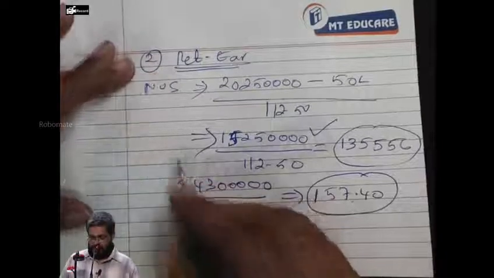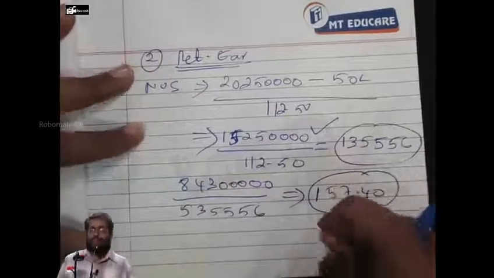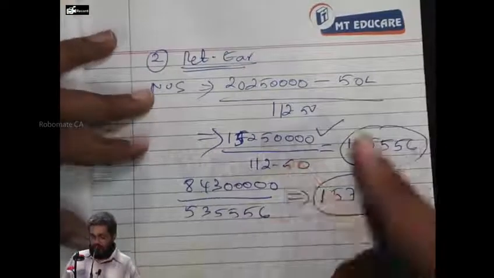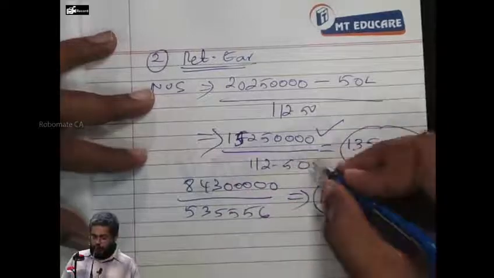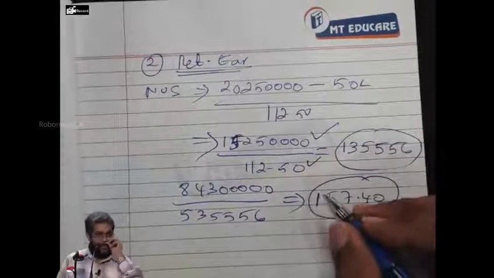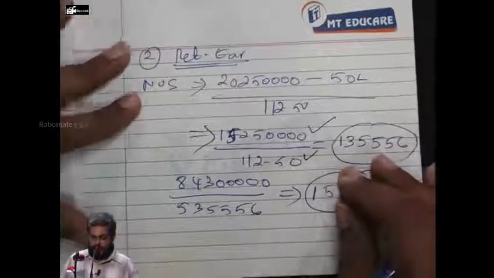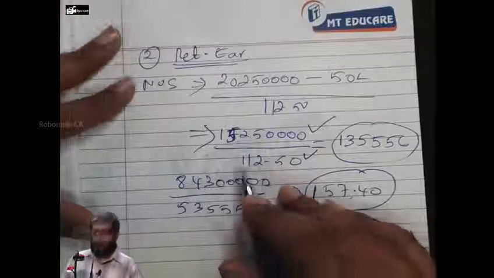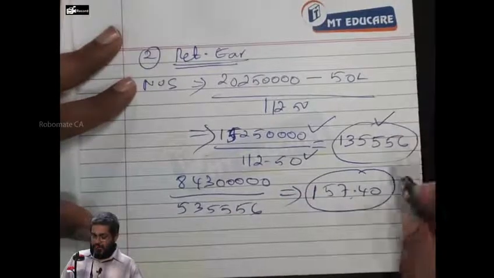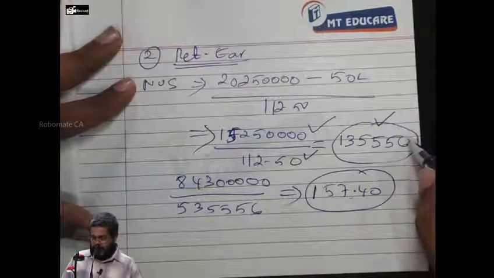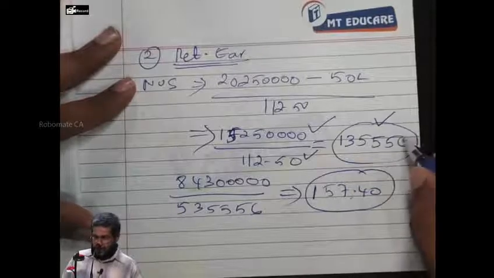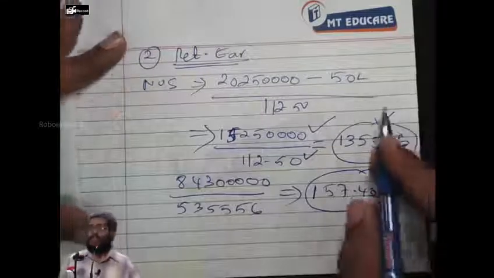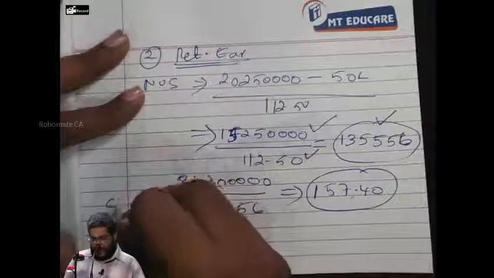Next. Number of rights shares. 1 crore 52 lakh 50,000 divided by, what is the price of every share? 112.5. 1 crore 52 lakh 50,000 divided by 112.5 is 1,35,556 shares.